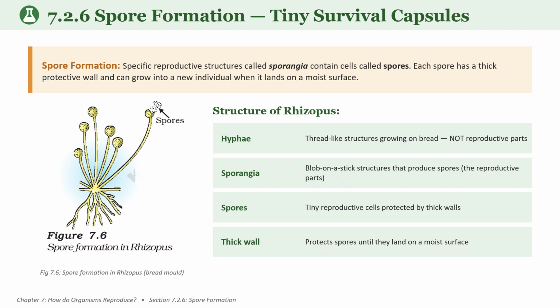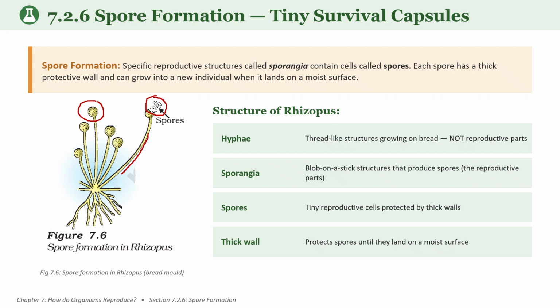Let's see the structure of Rhizopus. So this is the structure of Rhizopus. Can you see this hypha? These hyphae are thread-like structures that absorb the nutrients. Can you see the sporangium? This is a sporangium. It is a round structure that produces the spores. And spores, can you see here? These are tiny reproductive cells.